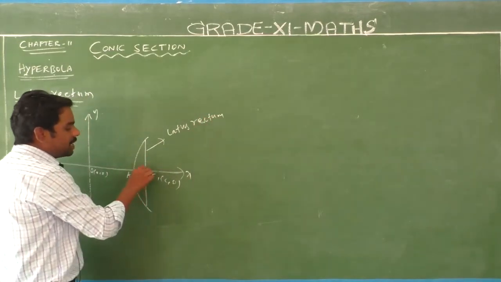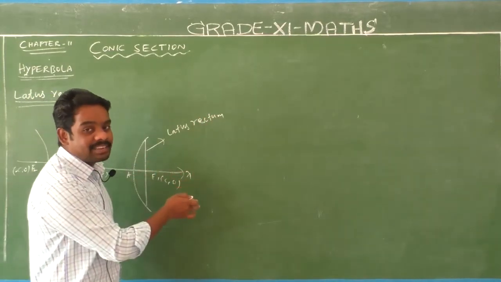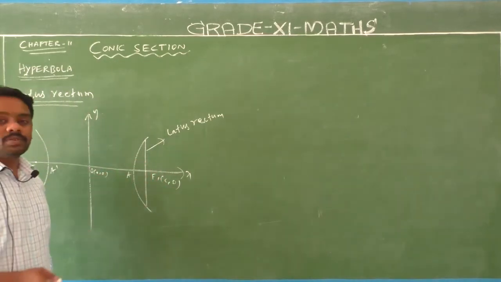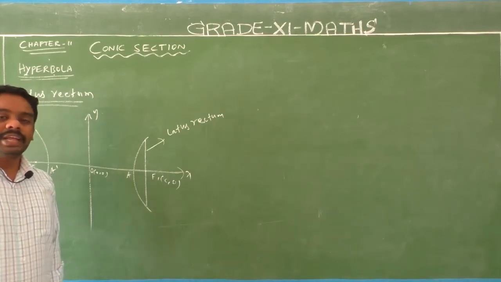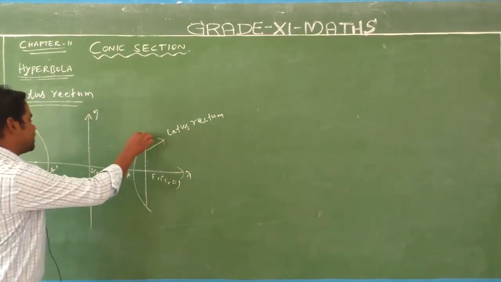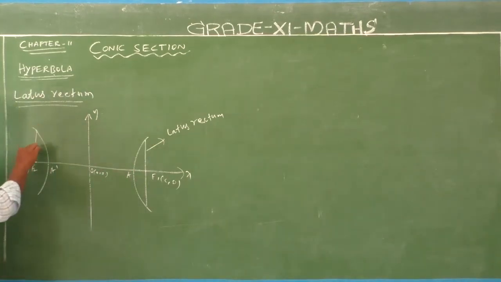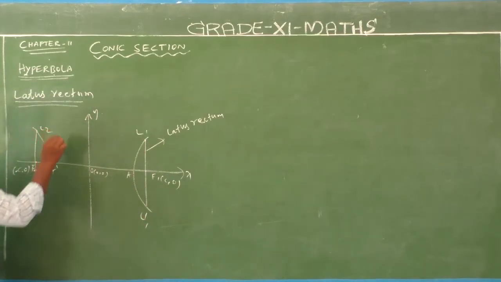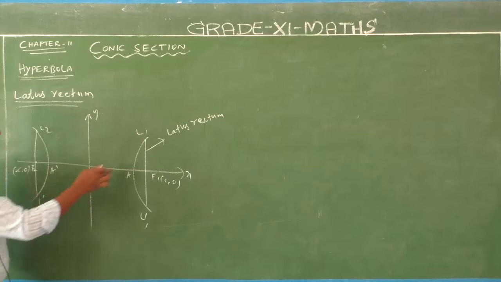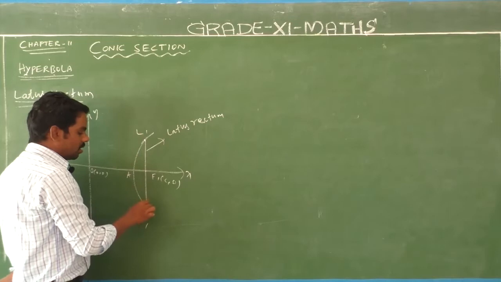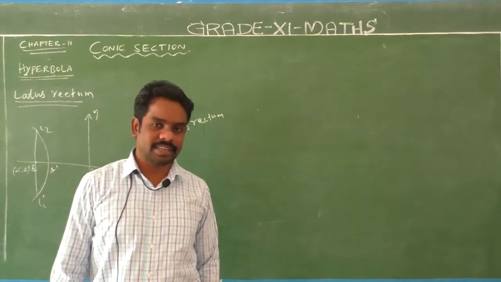So this line is perpendicular to the x-axis, which is the transverse axis. The latus rectum of a hyperbola is perpendicular to the transverse axis and passes through any one focus. The endpoints of the latus rectum are L, L dash, L1, L1 dash, and L2, L2 dash. These endpoints of the latus rectum lie on the hyperbola. This is the definition.